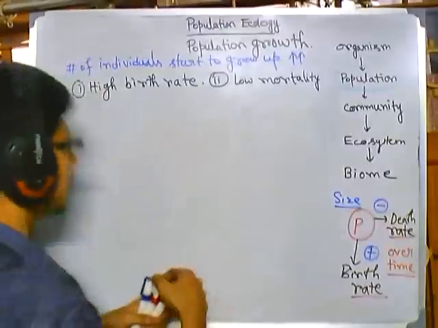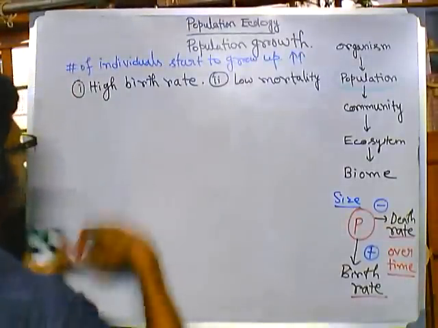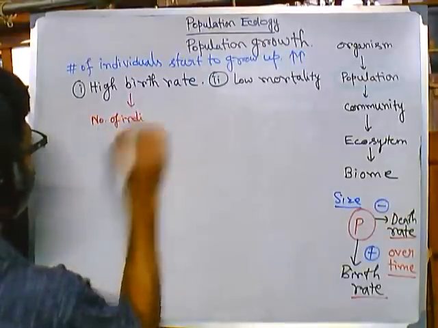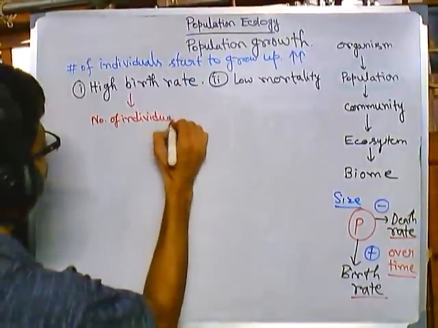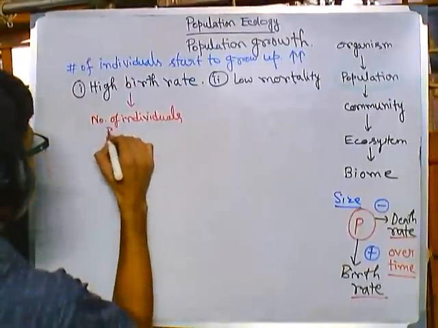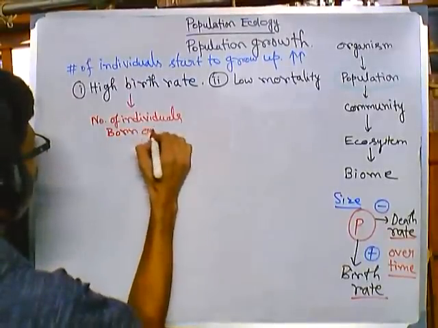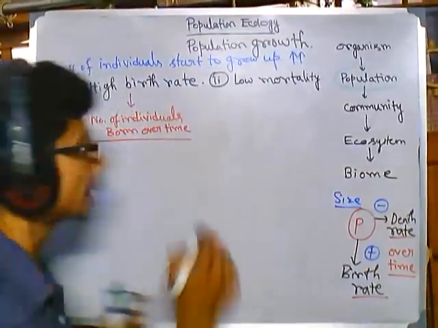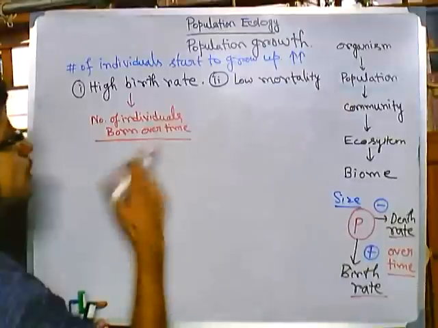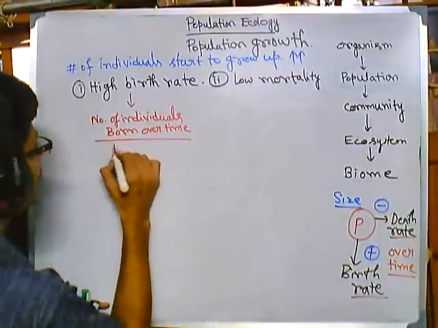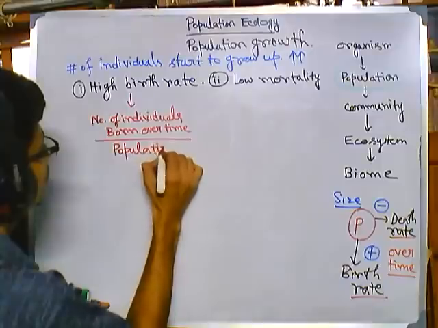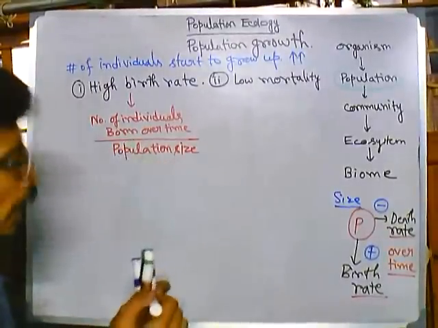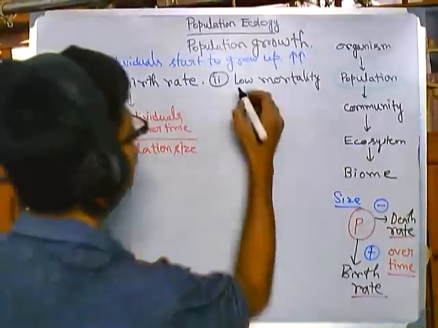So what we know by the birth rate or death rate? So birth rate means number of individuals born over time, divided by born over a particular time. So this part is really important. Over time, number of individuals born over a particular time divided by population size. This is very important to get the birth rate. And mortality means the death rate, which is also important.